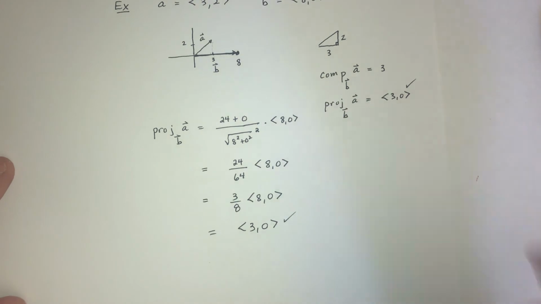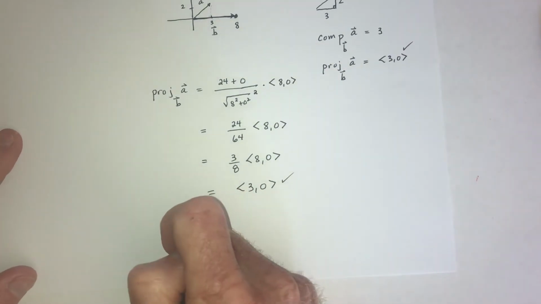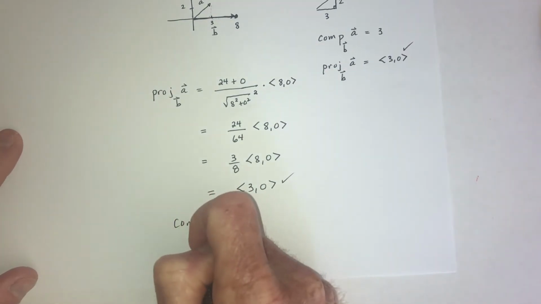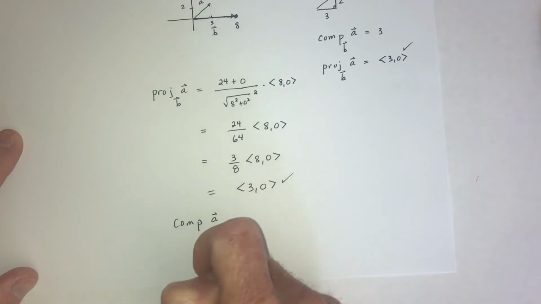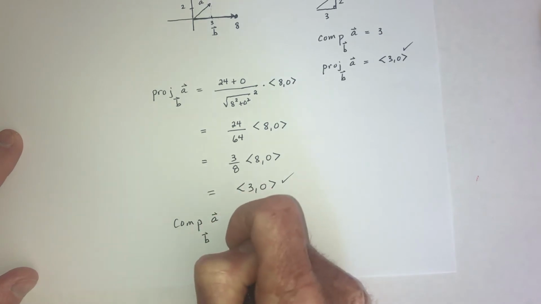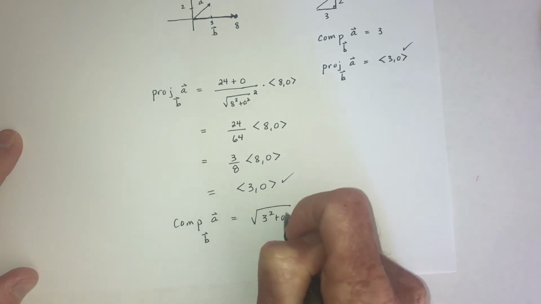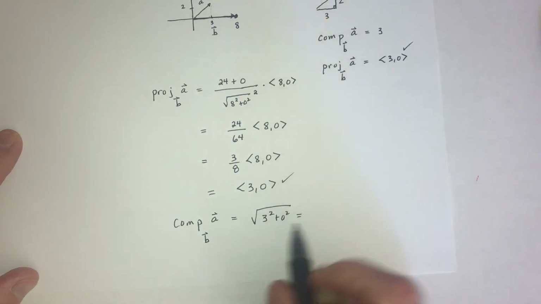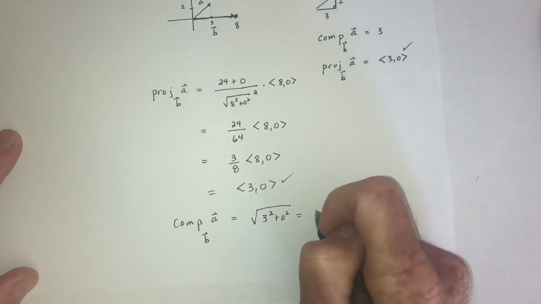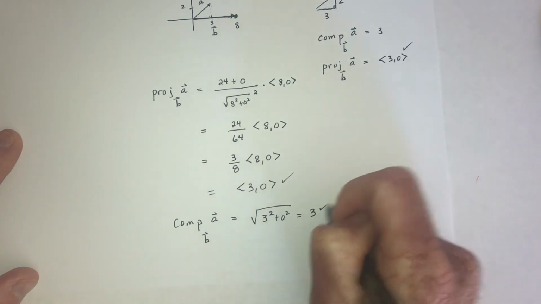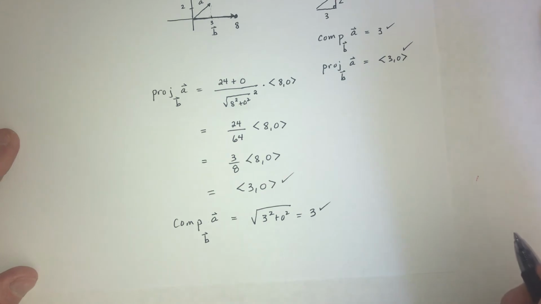Now the component is going to be the length of that vector. So the component of A projected onto B would be the square root of 3 squared plus 0 squared. So that's going to be 9, and the square root of 9 is 3. So that part is correct.